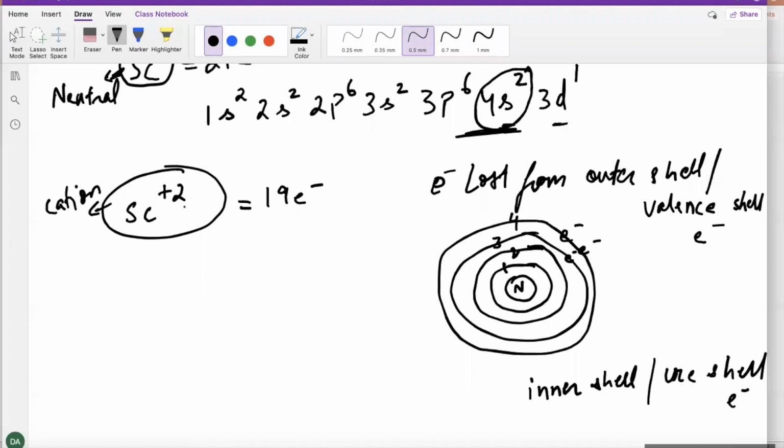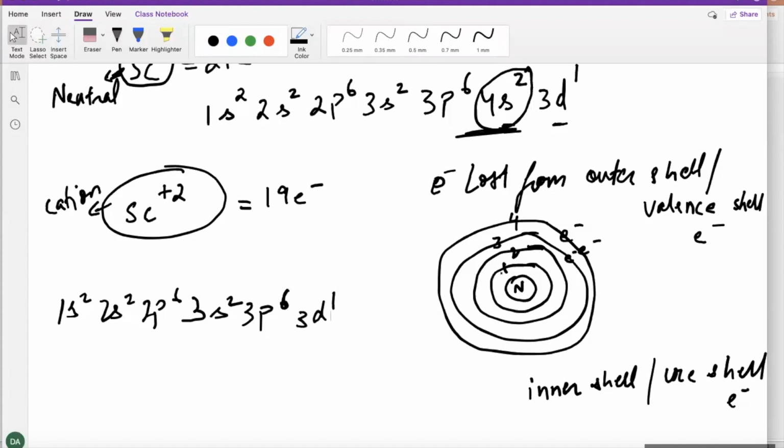So guys, if we do scandium plus 2, the answer will be 1s2, 2s2, 2p6, 3s2, 3p6. I'm just copying what I have here on the top. Now we're going to stop here and think: this 4s2 is gone, because this is scandium plus 2. It has lost 2 electrons, which you're removing from 4s2. So I'm not going to write that anymore. After 3p6, I'm just going to write 3d1.